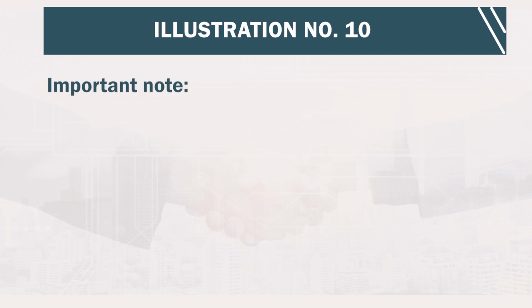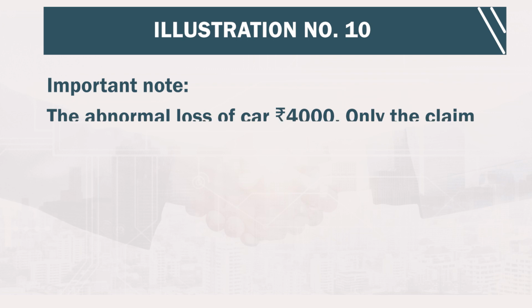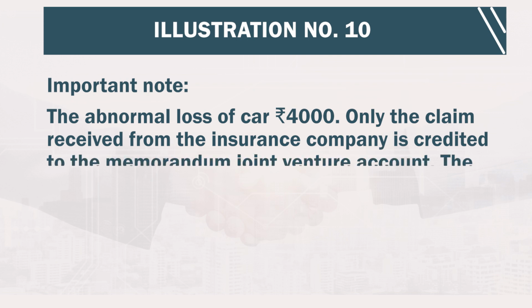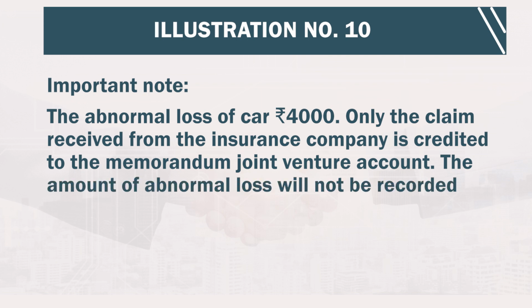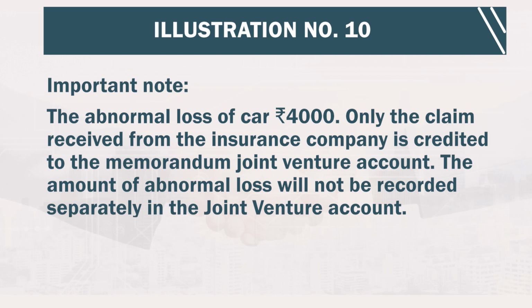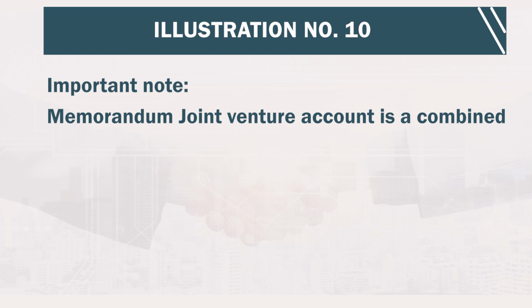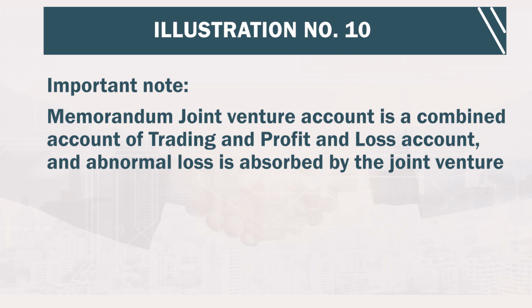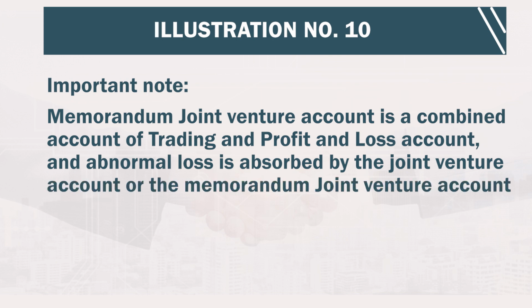Here the important point is the abnormal loss of car rupees 4,000. Only the claim received from the insurance company is credited to the memorandum joint venture account. The amount of abnormal loss will not be recorded separately in the joint venture account, because the memorandum joint venture account is a combined account of trading and profit and loss account, and abnormal loss is absorbed by the memorandum joint venture account itself.